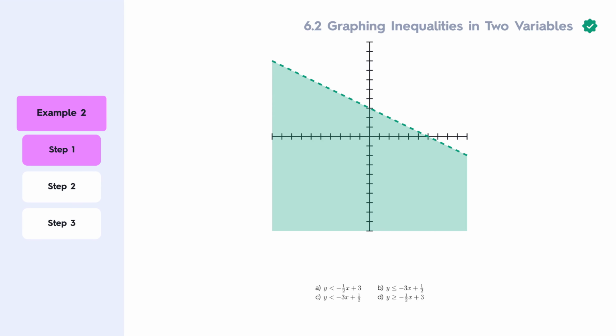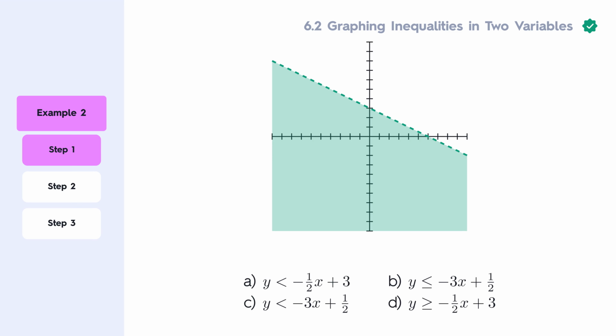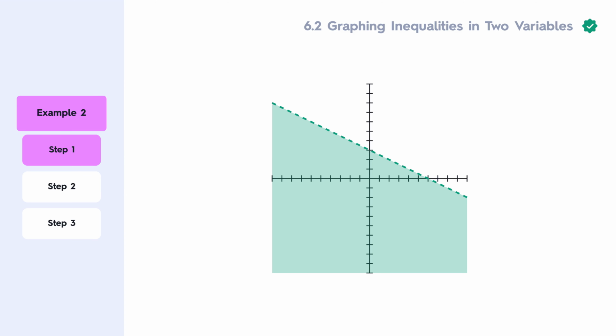Which of the following inequalities represents the shaded solution region for the graph below? Our first task is to determine the equation of the line. Since no equation is given, we'll use the graph to identify the slope and the y-intercept. We can see that the line crosses the y-axis at y equals 3. This point is the y-intercept, so we know that b is equal to 3 in our equation.